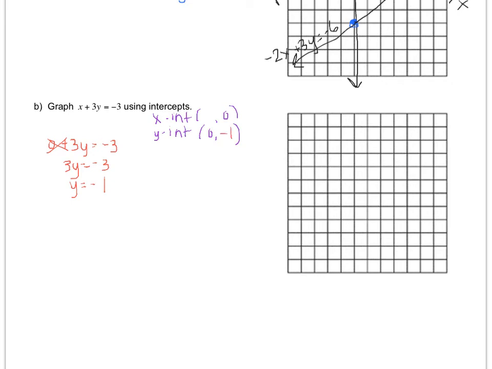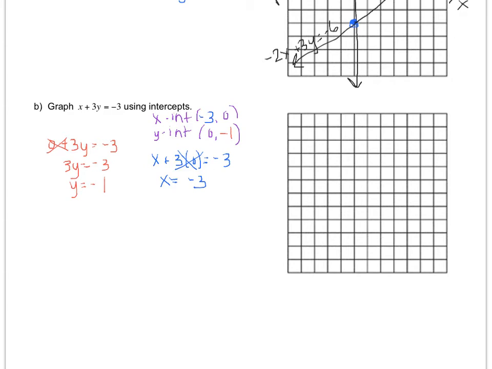Now let's do the other one. I'm going to plug 0 in for y. x plus 3 times 0 equals negative 3. This piece cancels out, and I just simply get x equals negative 3. So the x value is negative 3.